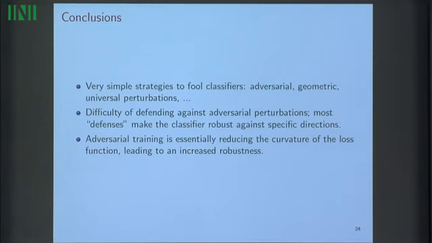So I guess the three points that we had are that fooling classifiers is an extremely easy task, defending is an extremely hard task, and you might think that you are able to defend, but it's actually a very complex task. And that adversarial training is reducing the curvature of the loss function, which leads to increased robustness, and that there are these fundamental limits on the robustness of classifiers to perturbations. But I guess Hamza will talk more about this aspect.